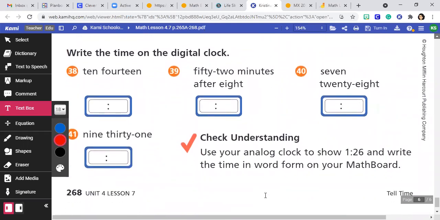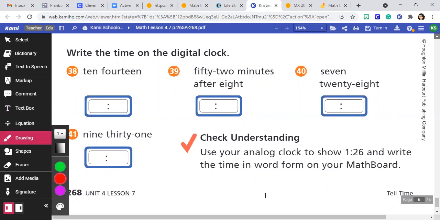38, 39, 40, and 41, you are going to again practice writing the time on the digital clock. Let's work this together. 10:14. Well, how many minutes are past the hour? According to this, there are 14, and the hour is 10 o'clock. 39, 52 minutes after 8. So we know that the minutes are 52 and the hour is 8.